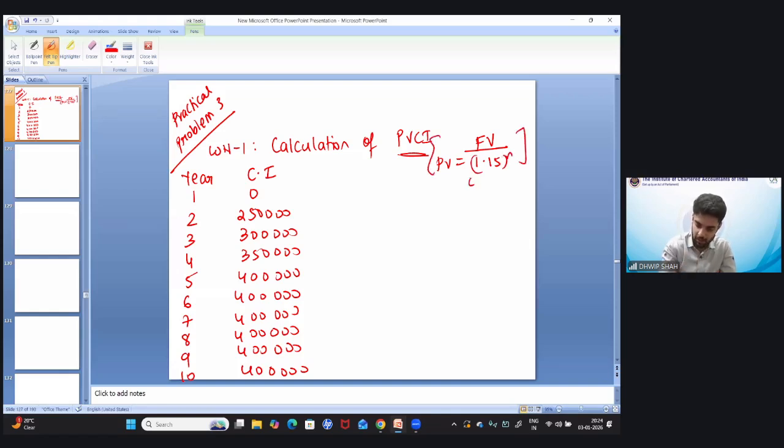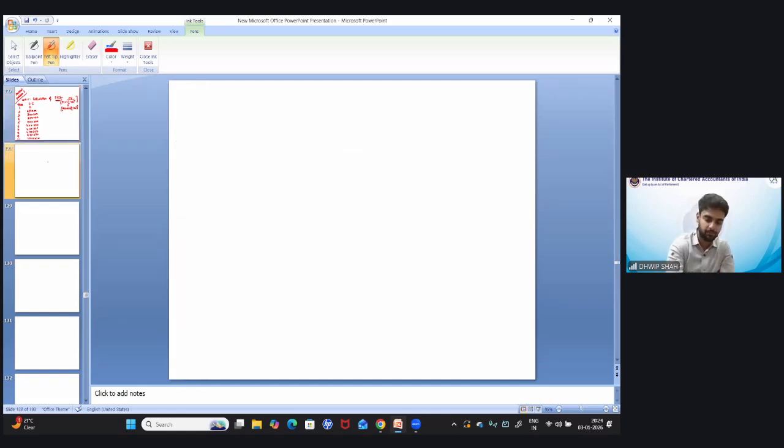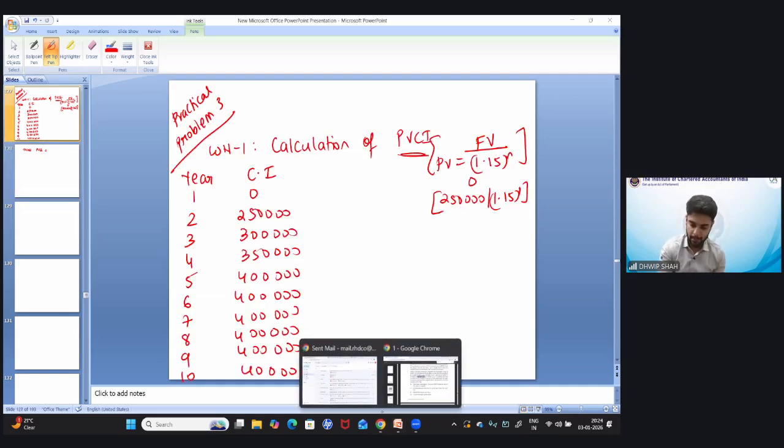Understood? So year one में तो 0 होगा. Year 2 में it would be 2,50,000 divided by 1.15 raised to 1. And likewise, we will solve it for all the 10 years and we will get total PVCI. So total PVCI will come to how much?